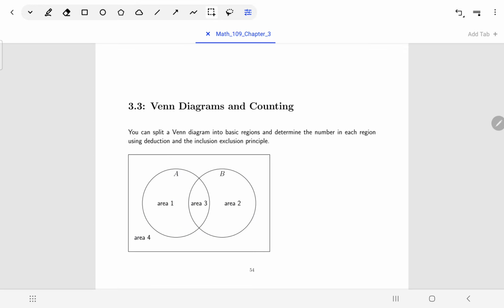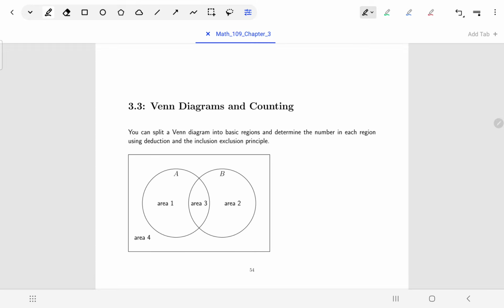Where we run into problems would be if we wanted to know something a little bit more precise, like how many things are only inside of A and not inside of B, or how many things are not inside of A or B. For that, we're going to use our Venn diagram to help us count directly.